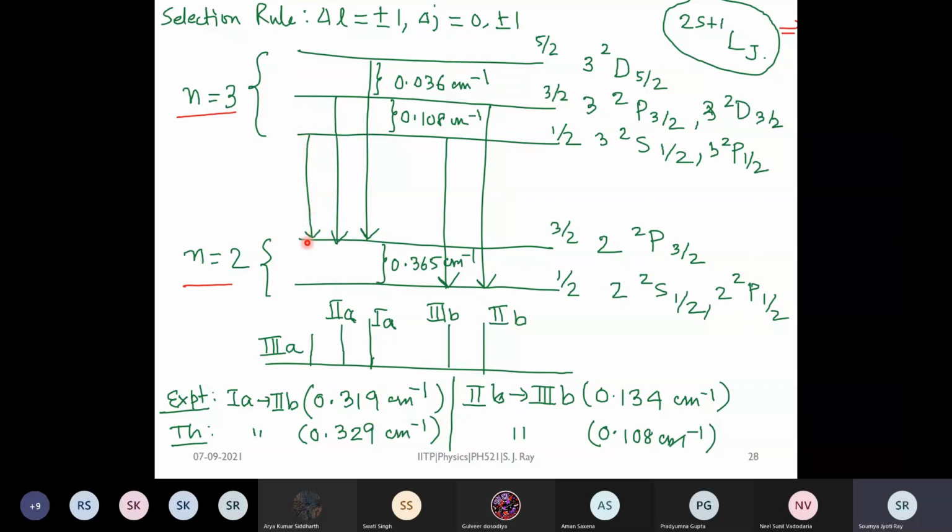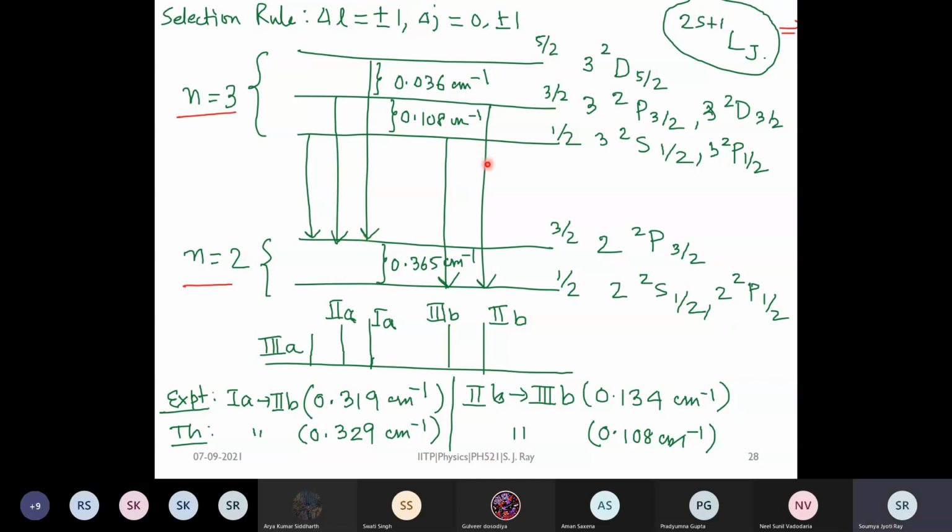So there is this line that is coming up from n equal to 3, j equal to 1/2 to n equal to 2, j equal to 3/2. The second line is from n equal to 3, j equal to 3/2 to n equal to 2, j equal to 3/2. And there is a third line that is coming from n equal to 3, j equal to 5/2 to the final level of n equal to 2, j equal to 3/2.